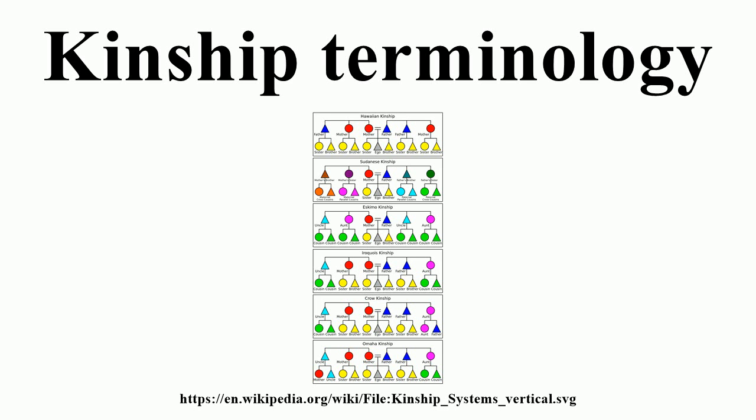B equals brother, C equals child, D equals daughter, F equals father, GC equals grandchild, GP equals grandparent, H equals husband, LA equals in-law, M equals mother, P equals parent, S equals son, SI equals siblings, SP equals spouse, W equals wife, Z equals sister, equals male speaking, equals female speaking.